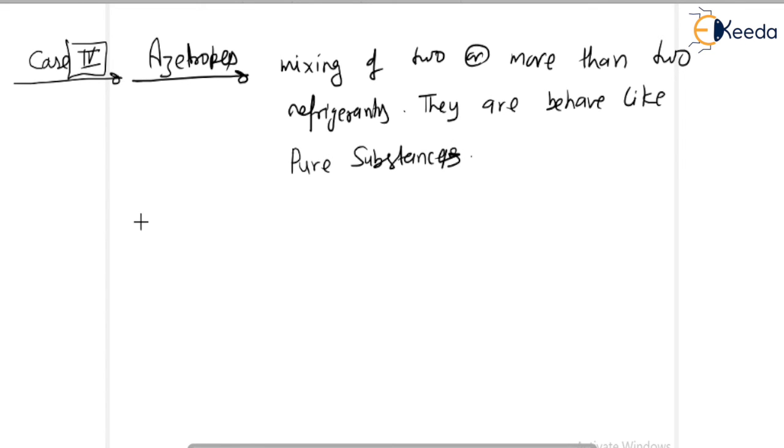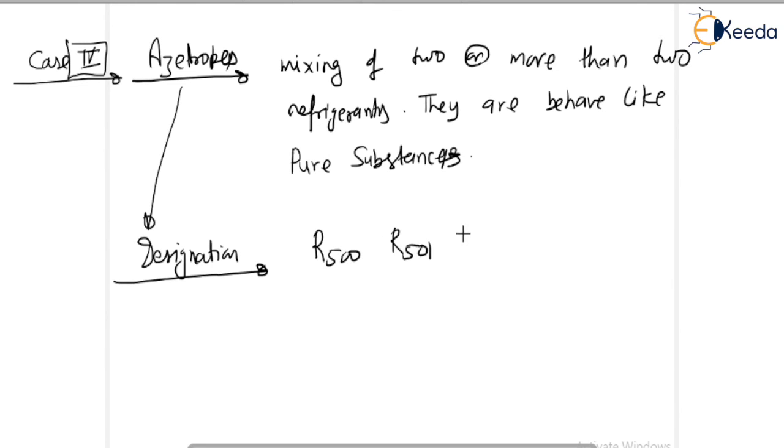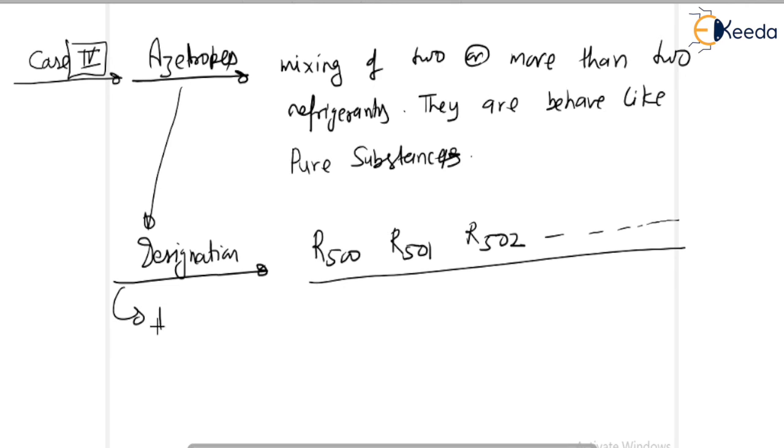And the standard series of this azeotrope representation, that means designation, they can be designated with a standard series, that means R500, R501, R502, and so on. These are the series to designate our azeotropes. That means there is no designation criteria.